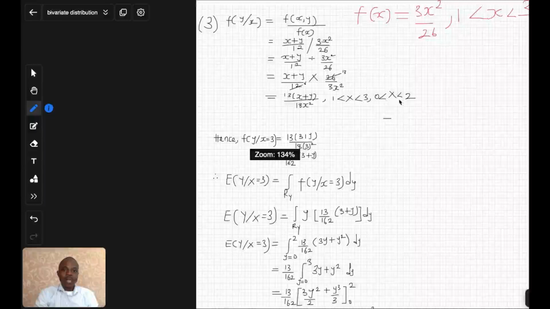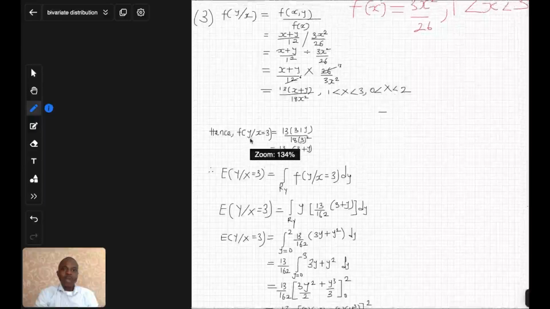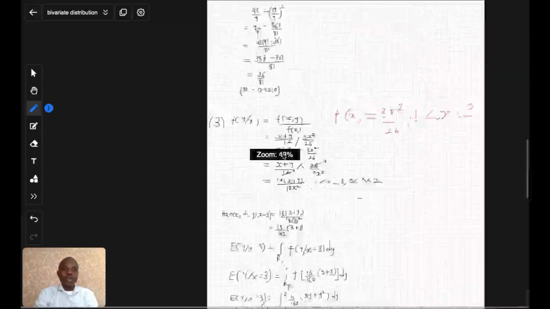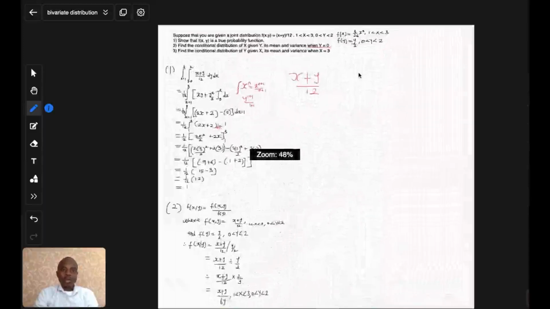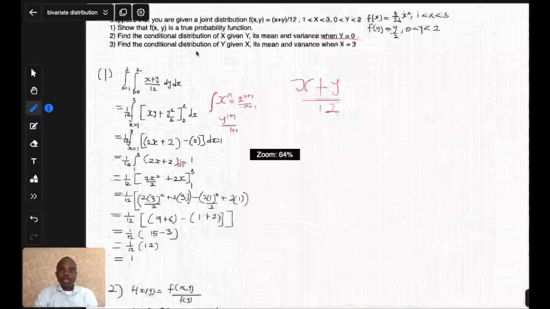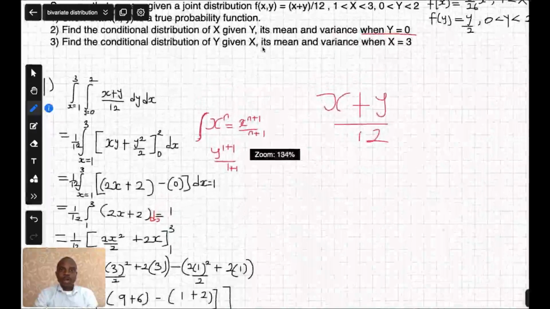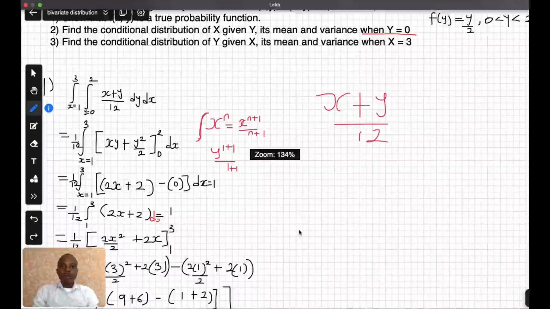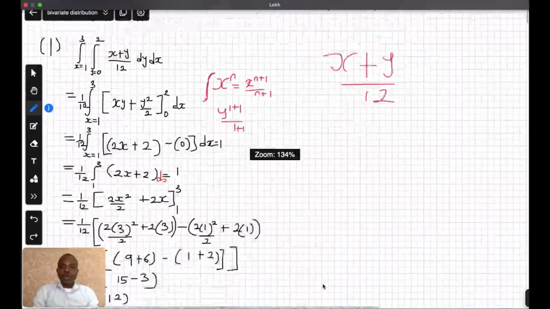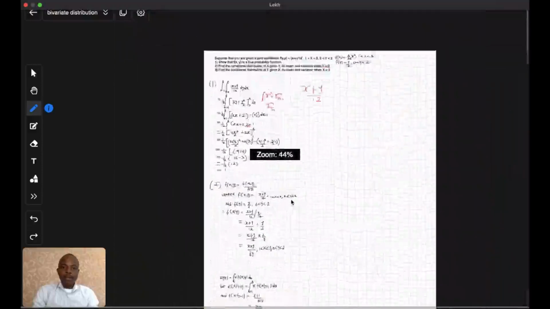All right, so this is the general distribution, but we were actually told to find the distribution of y given x equal to 3. So don't forget, let's go back to the question and see that. So find the conditional distribution of y given x, its mean and variance when x is equal to 3. So we are going to do that. We've obtained the conditional distribution, but we need to obtain the mean and variance when x is equal to 3. So we are going to do that now, returning to where we came from.